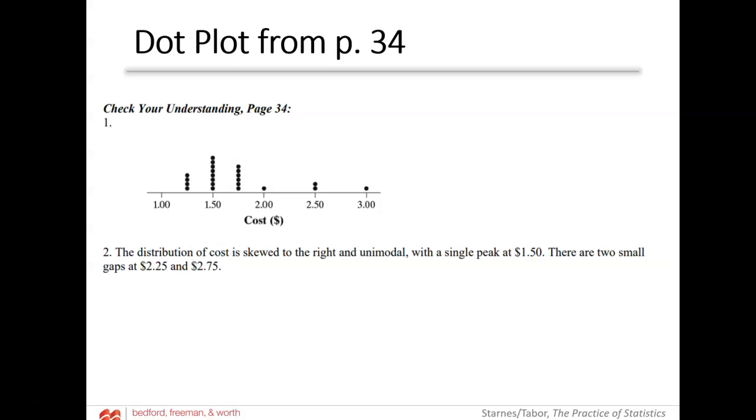So just be careful. All right, so they are claiming that this distribution is skewed to the right. I agree with that. It does seem to be stretched out on the right tail. And they're saying it's unimodal because there is one definite peak. There is a bit of a cluster around it, but the peak itself is at $1.50. And notice how they mentioned that. They said it's unimodal with a single peak at $1.50. There are two small gaps. I wonder if you noticed that as well. There was no data at 2.25 or at 2.75, and that's something that they pointed out in the shape.